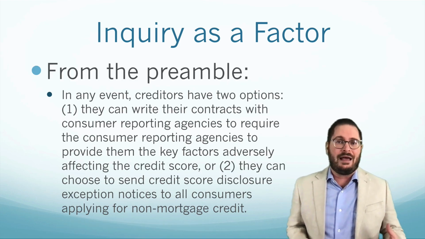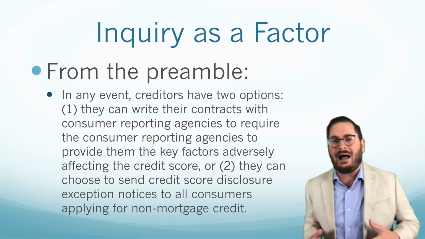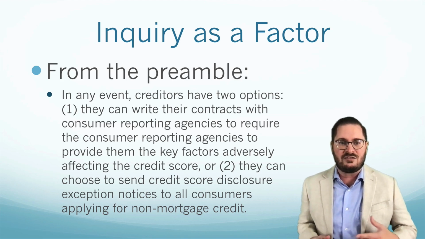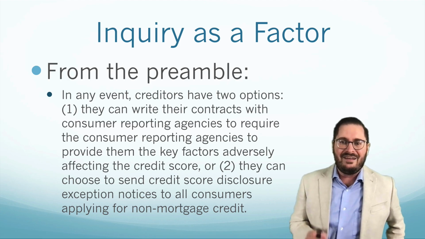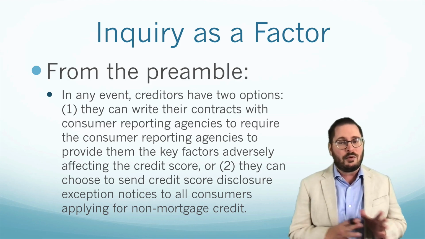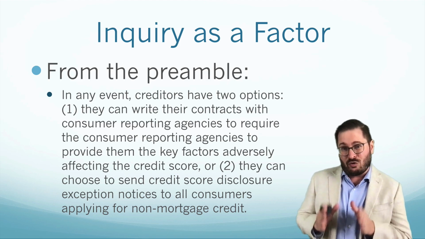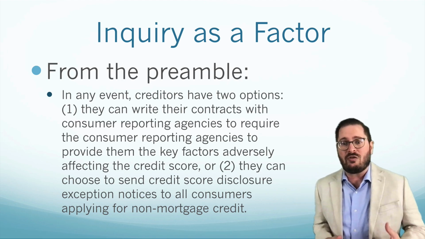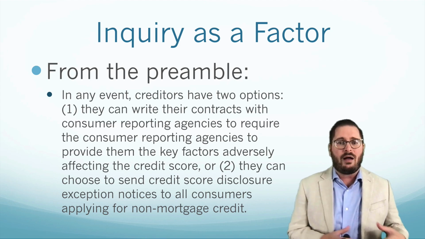And the preamble actually goes on to talk about this. They say, in any event, creditors have two options. They can write their contracts with consumer reporting agencies to require the consumer reporting agencies to provide the key factors adversely affecting the credit score. So you can require your credit reporting agency to put the key factors right on the credit report. Or number two, you can choose to send credit score disclosure exception notices to all consumers applying for non-mortgage credit.